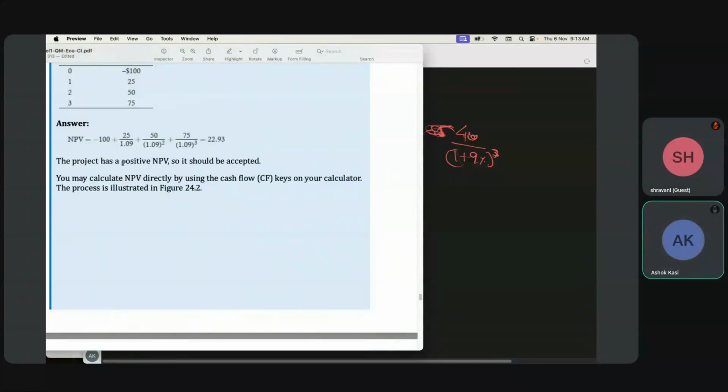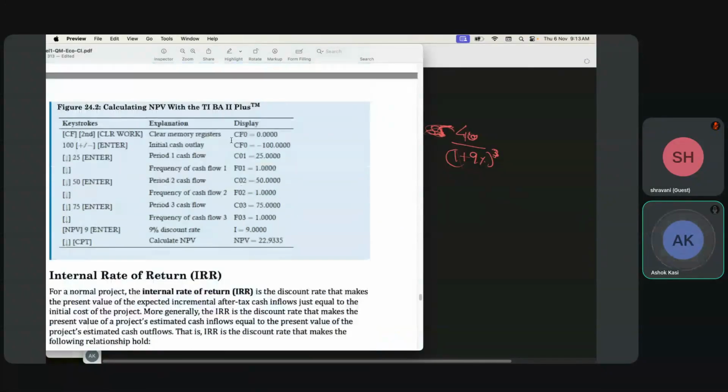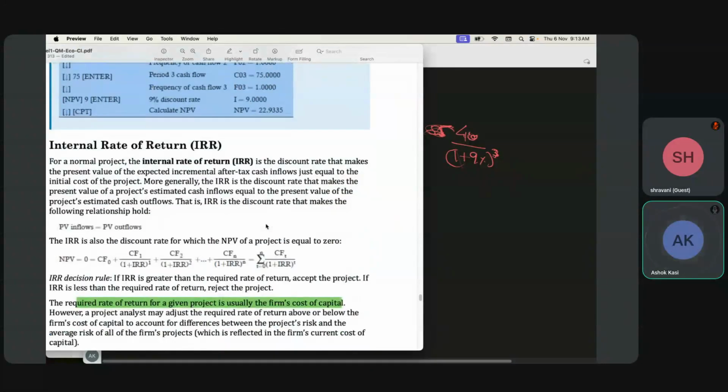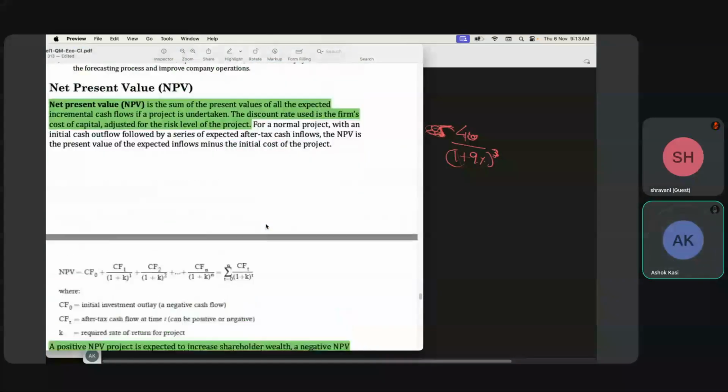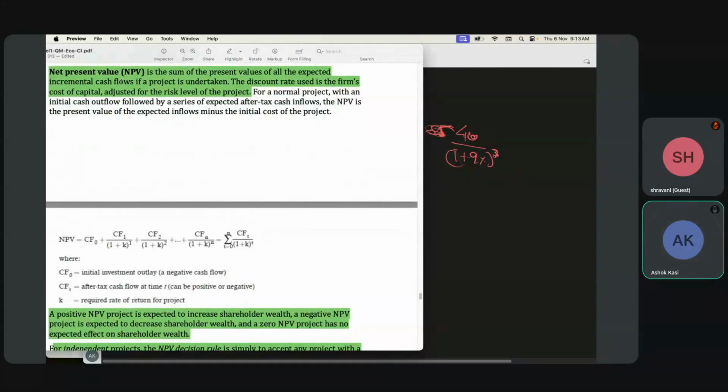So the project has a positive NPV. That means this number is a positive number. Finally, you are getting cash. As long as it is positive, it should be accepted. These steps we have already done. Now you should read this theory, all this highlighted part.